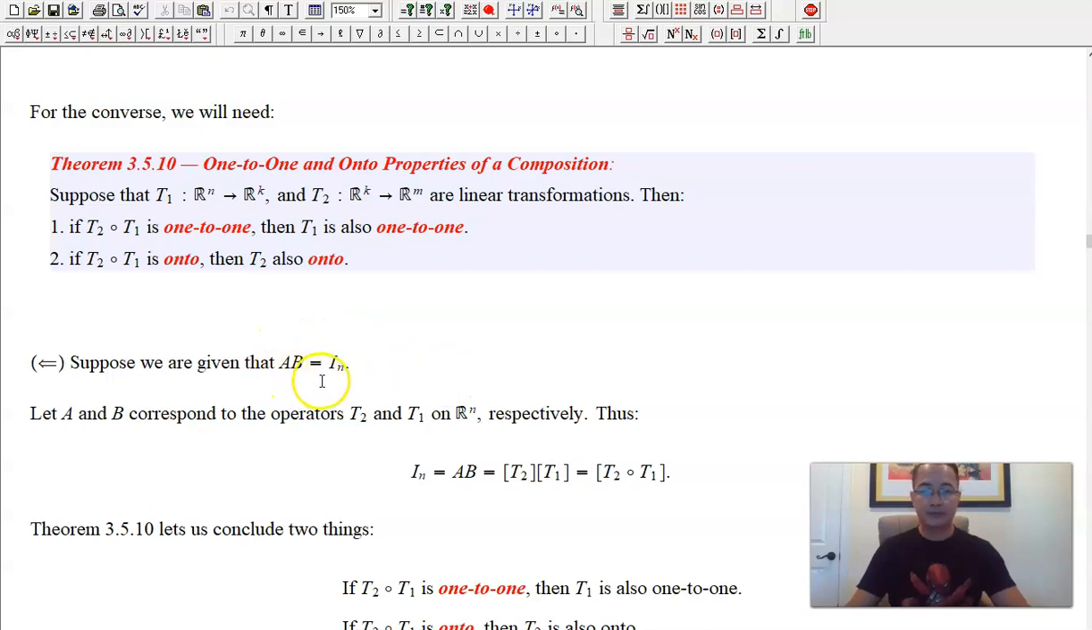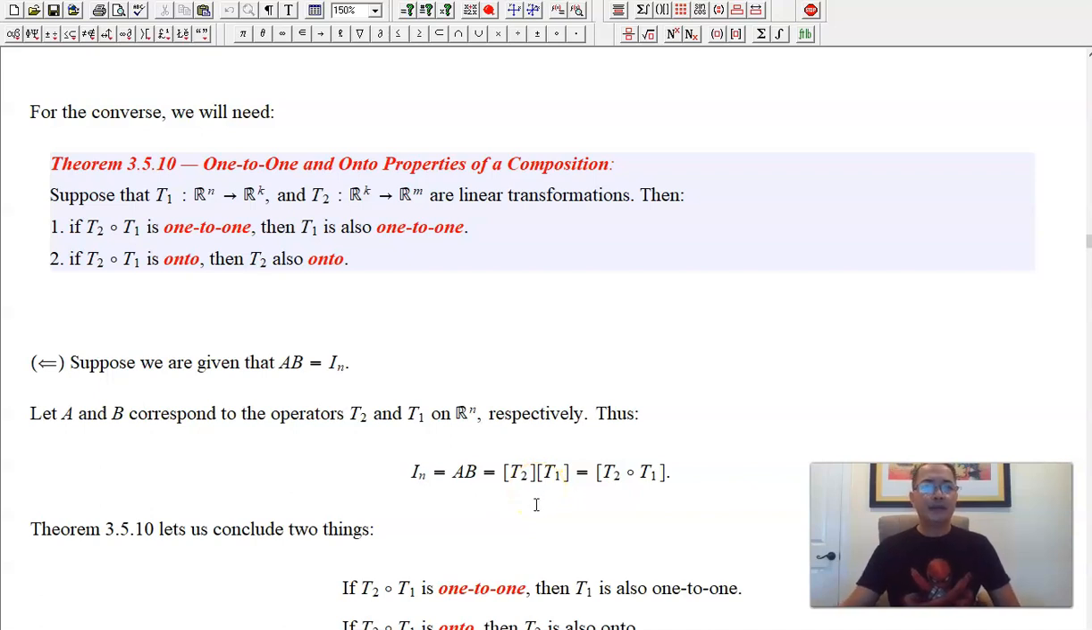Okay, so why is this theorem important? Well, we have this equation. We are given that A times B is the identity in the converse direction, let's say. So these two matrices correspond to two operators, T2 and T1. So let's have T2 correspond to A and T1 correspond to B, so that A times B is the same as the matrix of T2 times the matrix of T1. But when we talked about compositions, we said that the matrix of the composition, T2 composed T1, is the product of these two matrices in that order.